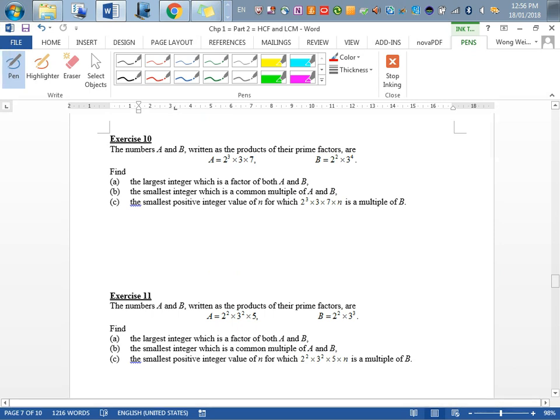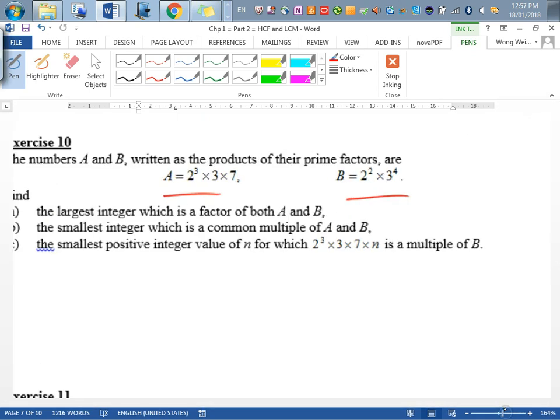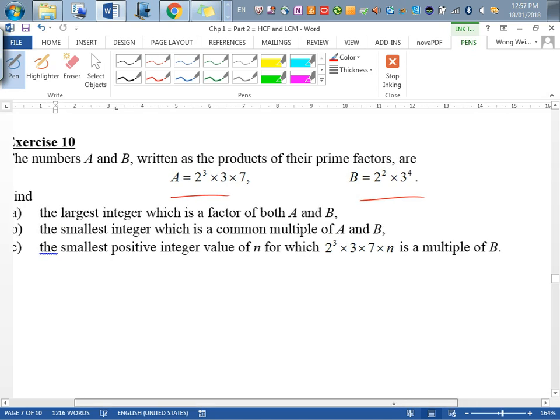Exercise 10. So again, 2 numbers. Find the largest integer which is a factor of both A and B. What do you think this question wants? Yeah, they want the HCF.